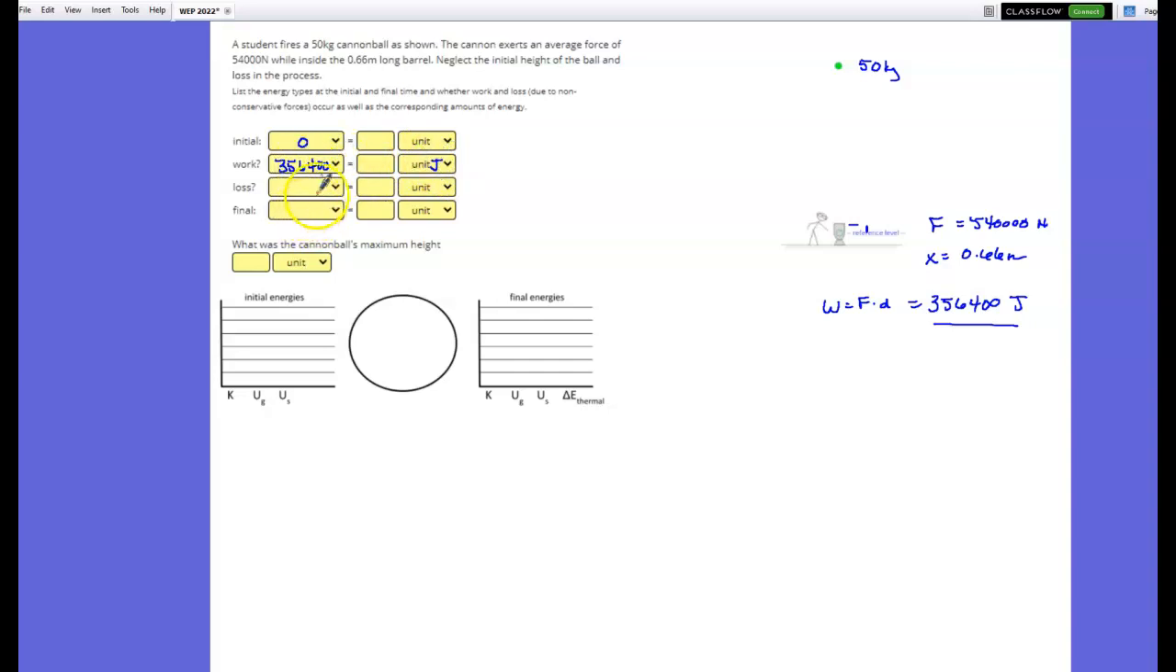And I'm not sure what was in these drop downs. List the energy types. Okay, so work done. So that would just be work. And there is no loss because it told us to neglect any loss in the process. And so if in this process between here and here, work was done, then, well, let's see. It's got gravitational potential energy here. Yeah, it doesn't matter how much gravitational potential energy it gained. Oh, it says neglect the initial height.